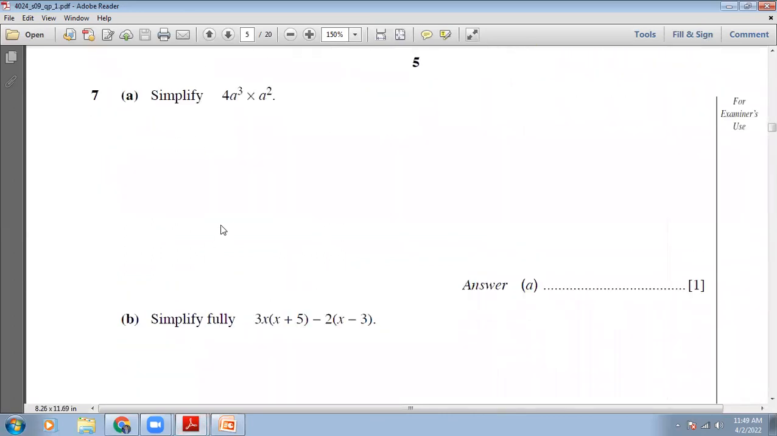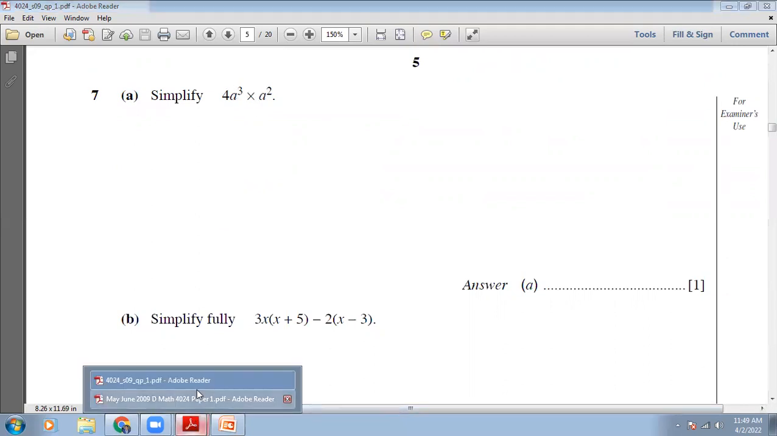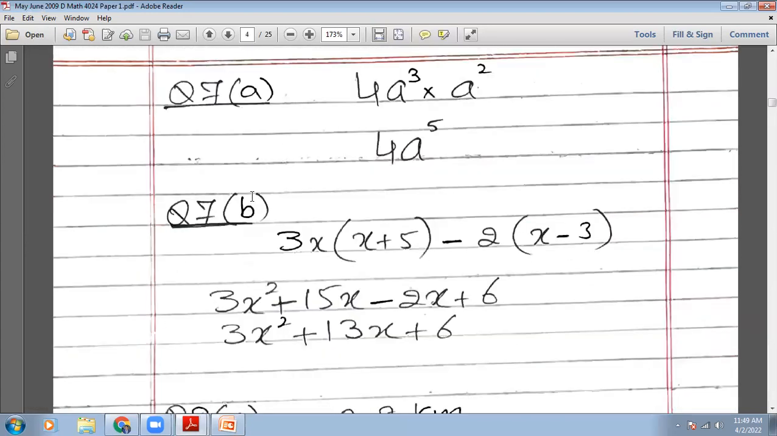So simplify 4a raised to power 3 multiply a squared. So when you multiply, because the bases are same, the powers will be added. The coefficient multiplies with the coefficient, and you will have 4a raised to power 3 plus 2, which will be 5.